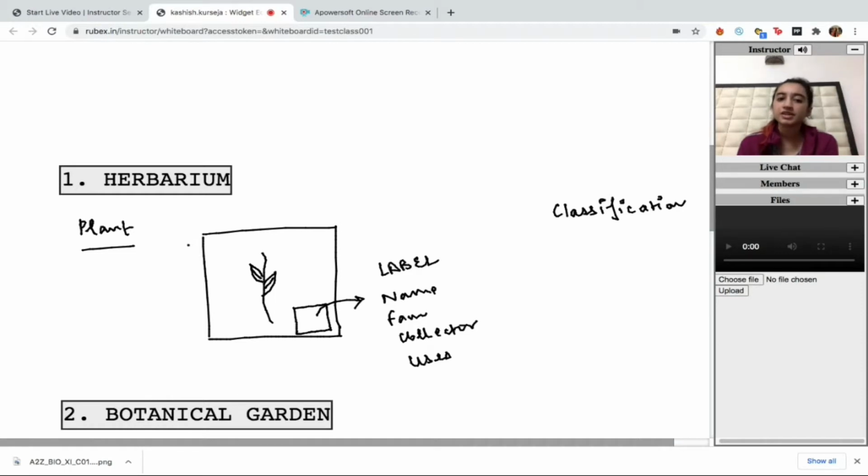So this is a basic herbarium sheet. A herbarium sheet has a plant specimen pressed and preserved over its surface. It is dried, pressed and preserved. Then there is a label at the bottom corner of it, and this label will tell you about the name of the species, family of the species, collector name, uses and such other information from it.